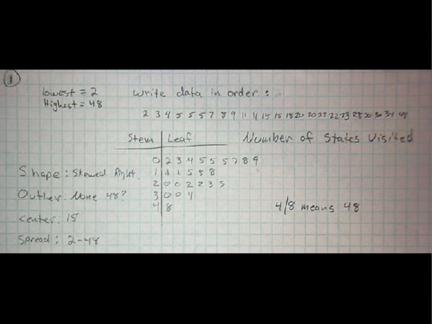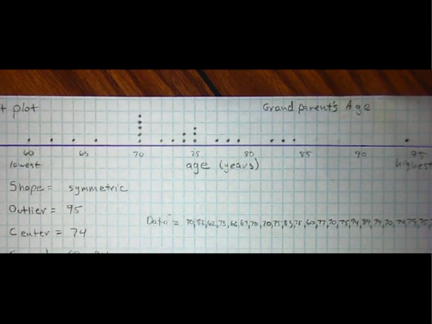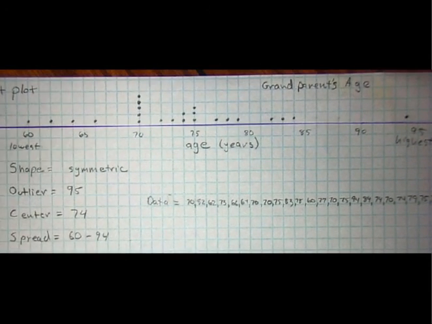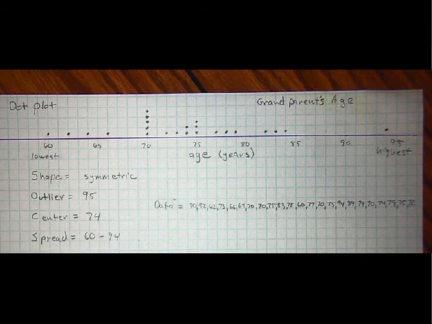Now let's take a look at a dot plot. For my dot plot, I'm going to do the same thing. I'm going to start off by listing all of my data. Now, it doesn't have to be in order when you're doing a dot plot. The only thing that you need to do is find the smallest value and the largest value so you can set up your number line.